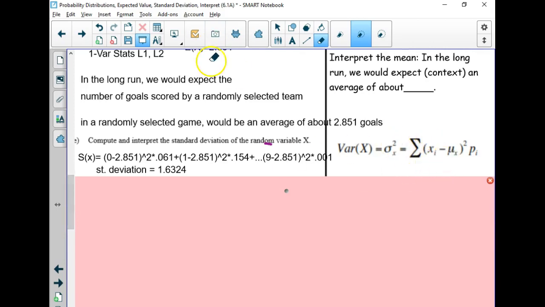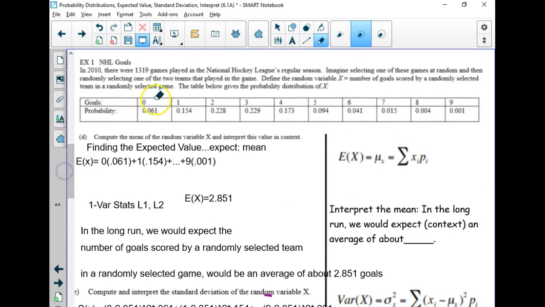Minus the mean, which I found up here, 2.851. I square it. This is calculator or typewriter speak for square. And I multiply it by 0.061. This is the probability of 0. So look up here again. I took 0, I subtract 2.851, I square it, and I multiply it by 0.061.